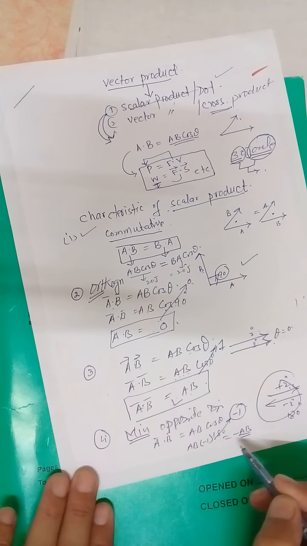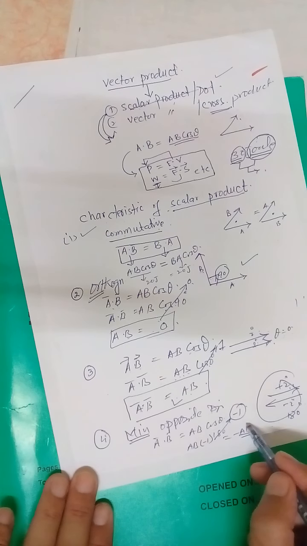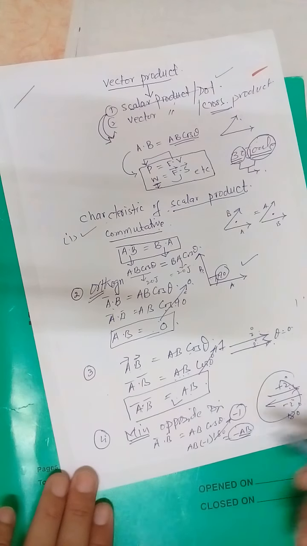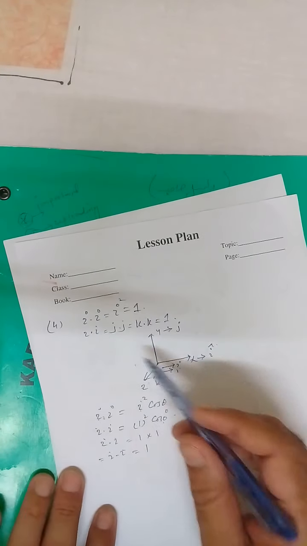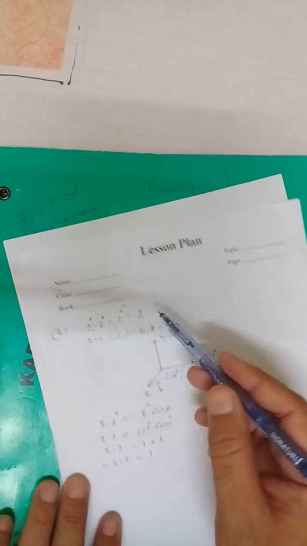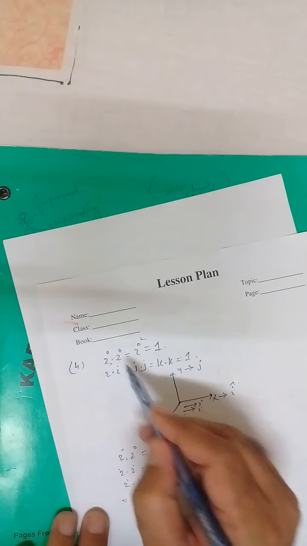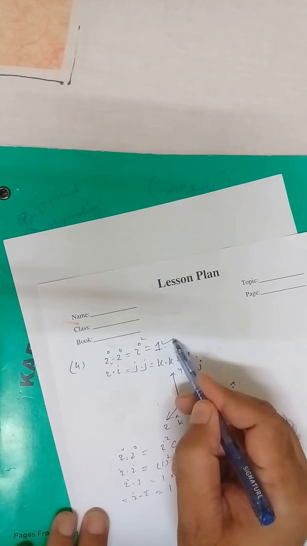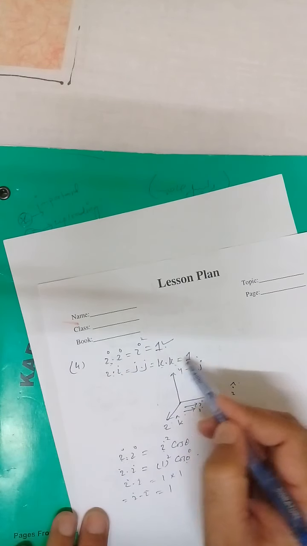For example, work done against friction is also called negative work done. Another property that we are going to discuss is the unit product property. It means i dot i is equal to 1, j dot j, k dot k is equal to 1.